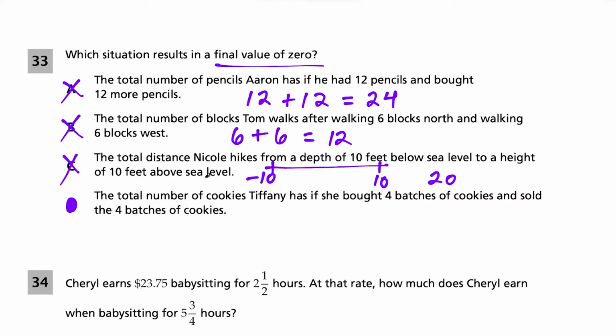But let's see. The total number of cookies Tiffany has if she bought 4 batches of cookies and sold the 4 batches of cookies. So she bought 4 and then she sold 4. So that means she lost them. And she has a total of 0 batches of cookies. So D is definitely our answer.